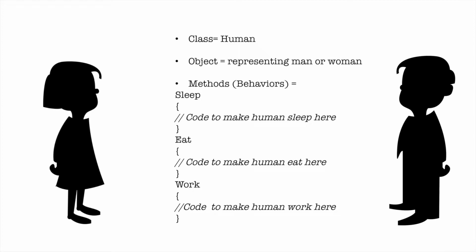Methods then, as I said, can be thought of as behaviors that these objects can perform. So for example, a human might be able to sleep, or eat, or go to work, and a car might be able to drive or park. It's inside these methods that we put our code to tell the objects how to perform these behaviors. Now we can go on to look at abstract classes.